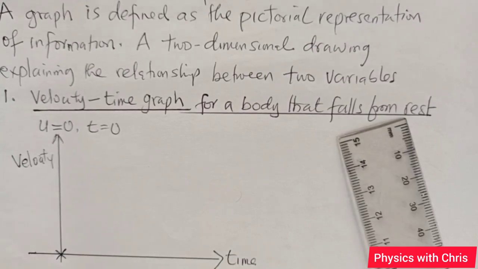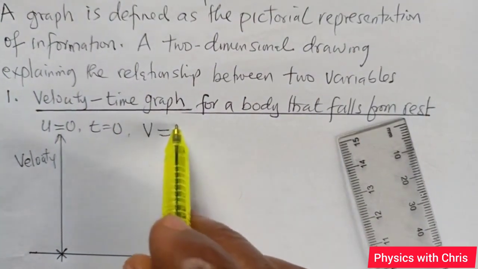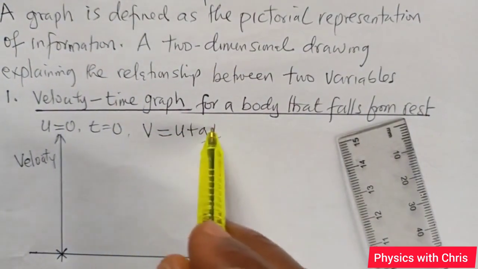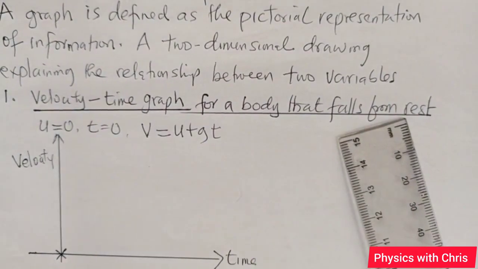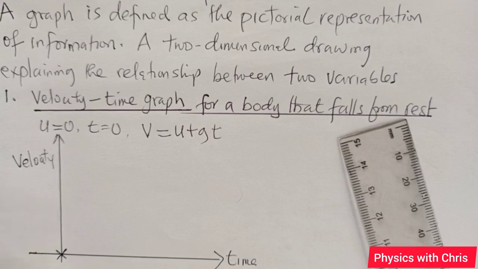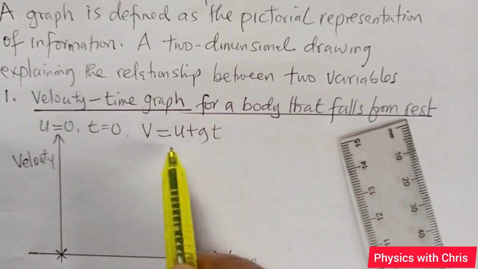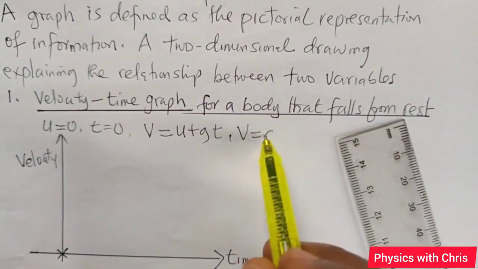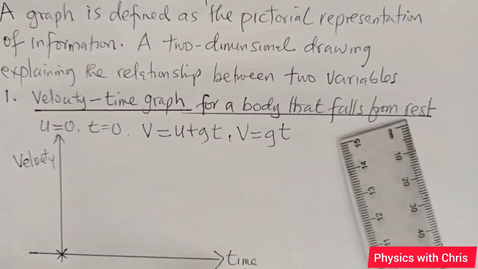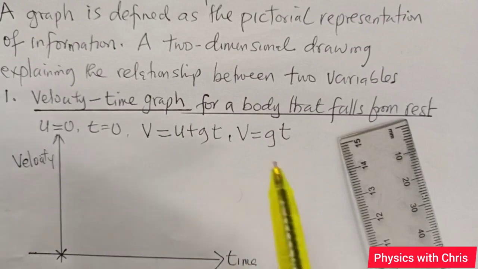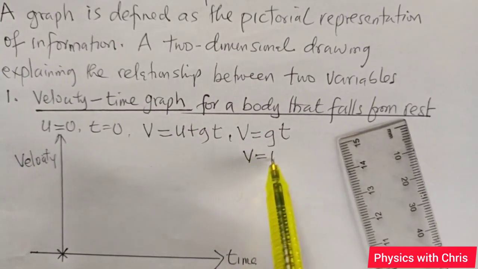And let's see, how does the velocity vary? The equation for this graph is v equals u plus gt. Every graph has an equation. So we're going to see here there's going to be a linear graph, because u is 0, so v equals g times t. It means that the velocity varies linearly with time. And of course, you know that g is 10.